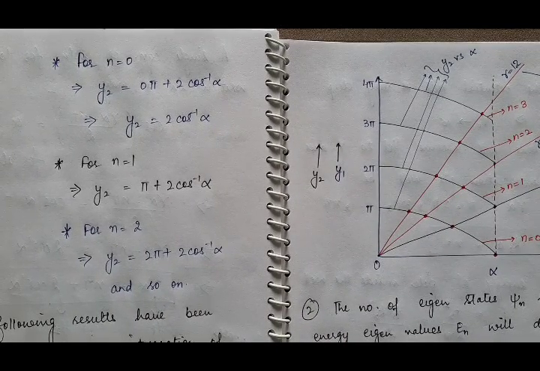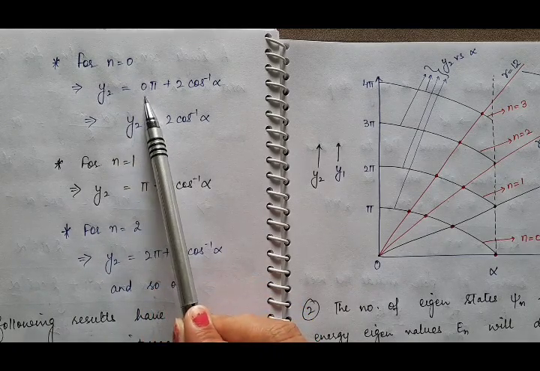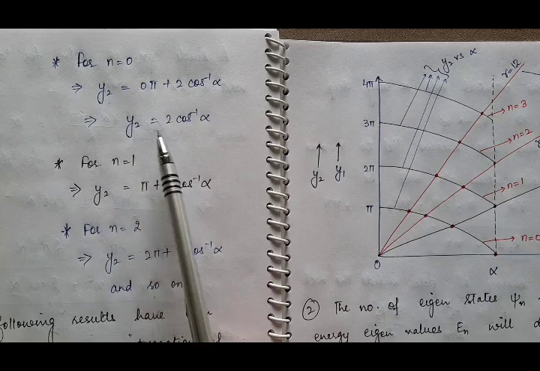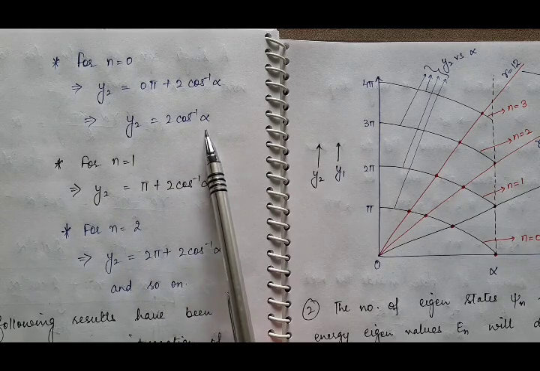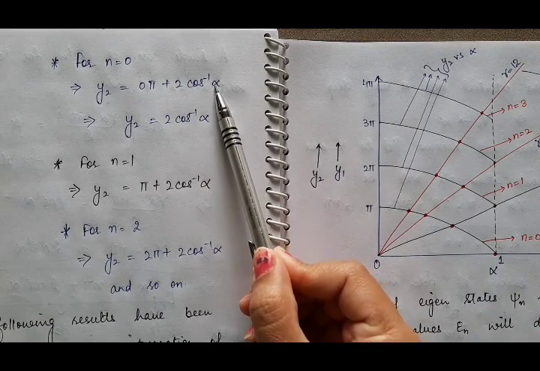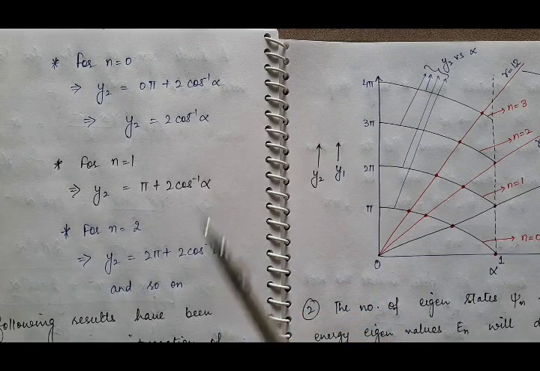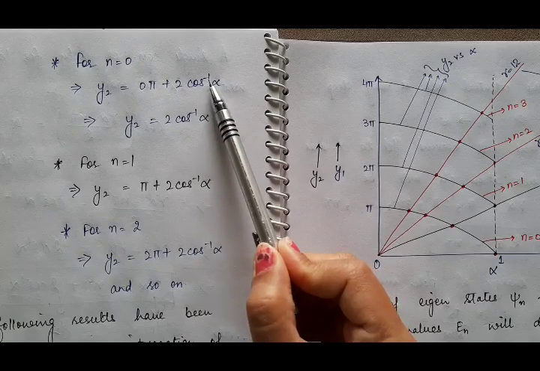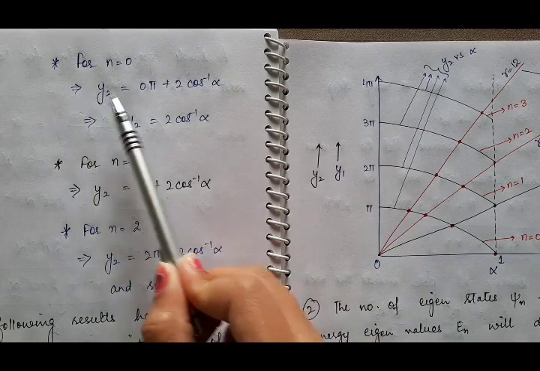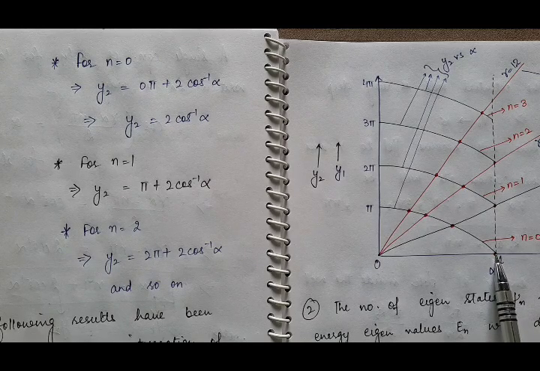before studying the conclusions from the graph, for n is equal to 0, put n is equal to 0 in the expression, and you will get y2 is equal to 2 cos inverse alpha. So corresponding to this, alpha is equal to 1 here. Corresponding to alpha 1, we know that cos is 1 at 0 degree. So here the value of cos inverse 1 will be 0 and the value of y2 will be 0 plus 0, which is 0. So at alpha is equal to 1, the value of y2 is 0.